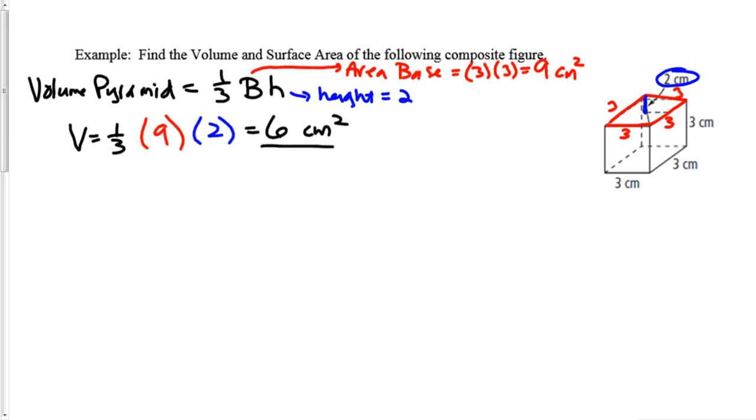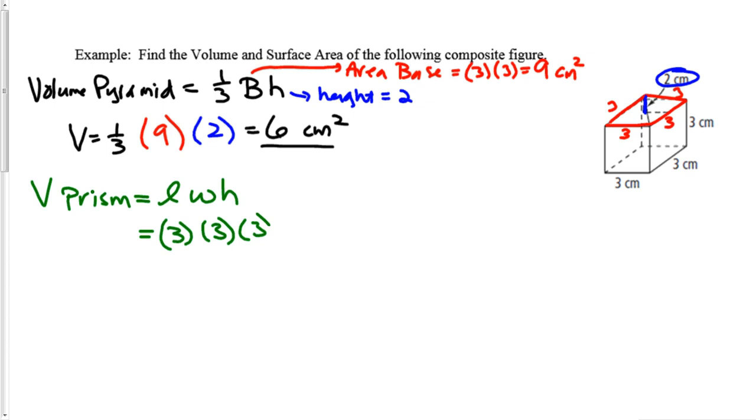Next, I need to find the volume of the prism. Again, with this prism, I don't need to take away any volume and I don't need to add any volume. It is just exactly what it is. Actually, this prism is a cube, so the volume of a prism is length times width times height. In this case, it is going to be 3 by 3 by 3. So my volume will be 3 cubed, which is going to be 27 centimeters squared.